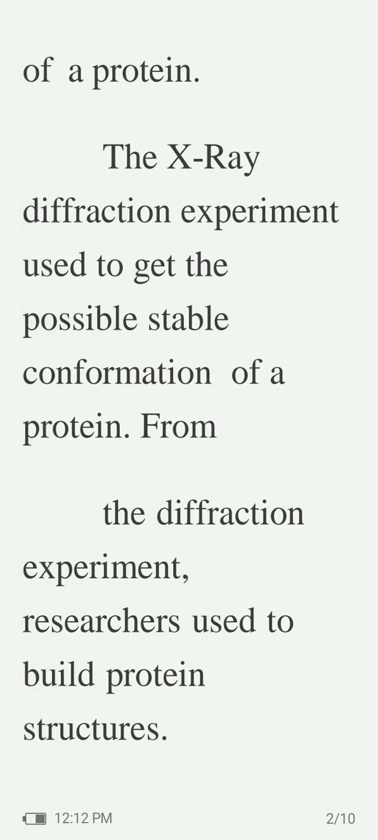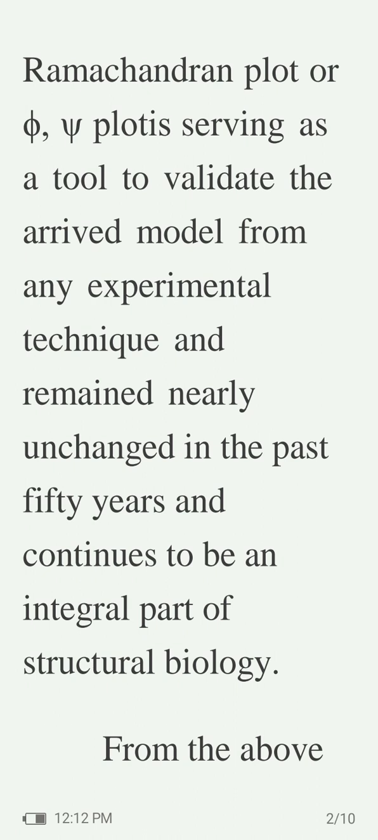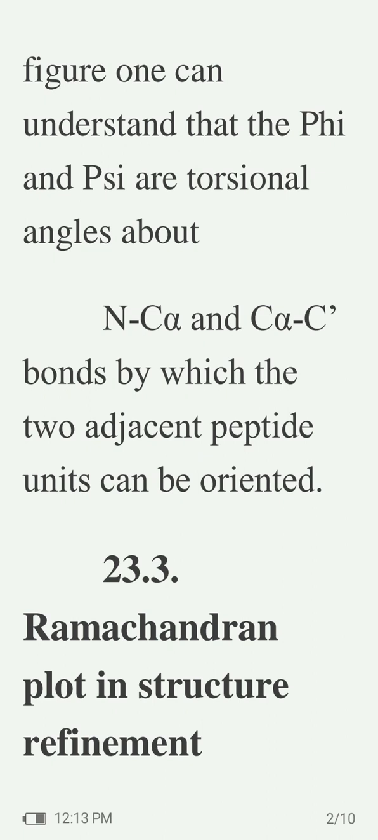The X-ray diffraction experiment is used to get the possible stable conformation of a protein. From the diffraction experiment, researchers build protein structures. The Ramachandran plot, or phi-psi plot, serves as a tool to validate the model arrived at from any experimental technique, and has remained nearly unchanged in the past 15 years and continues to be an integral part of structural biology. From the above figure, one can understand that phi and psi are torsional angles about the N-C alpha and C alpha-C bonds, by which the two adjacent peptide units can be oriented.